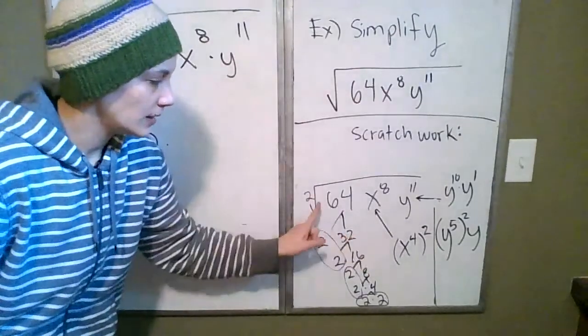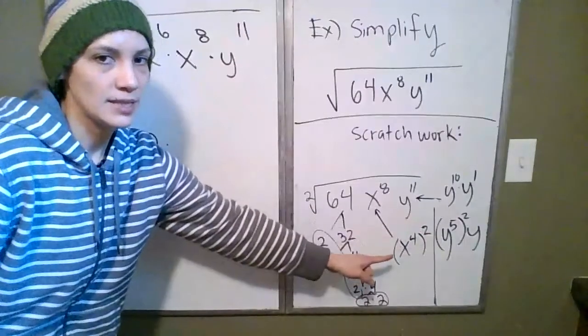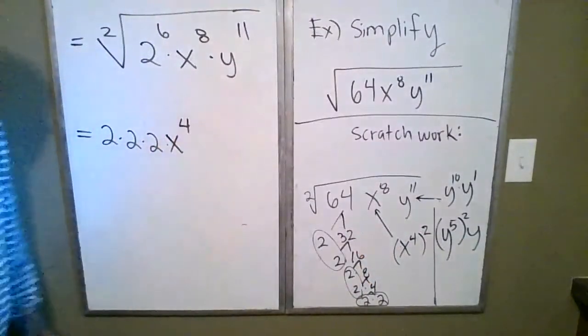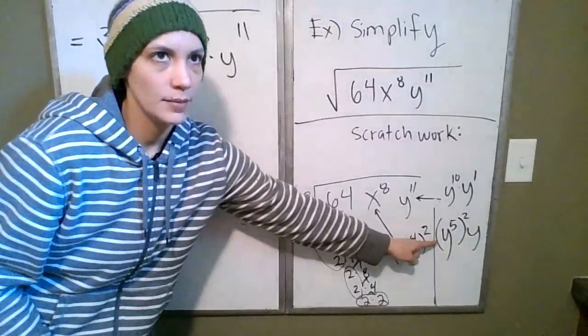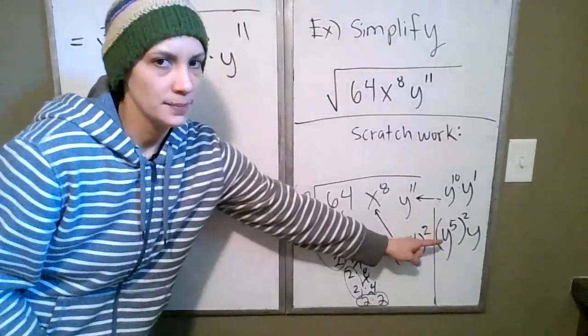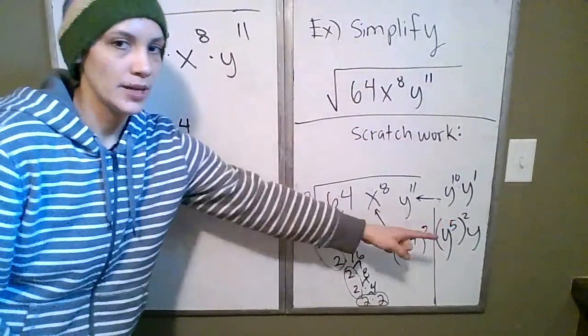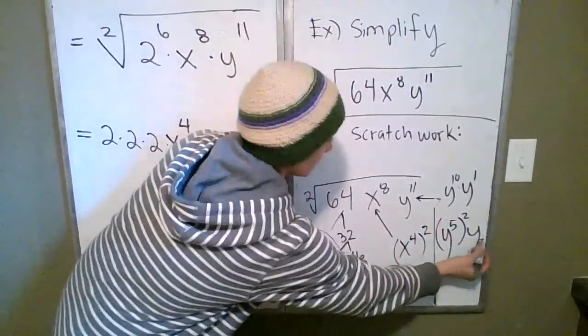Right here, we had the root 2 and the power 2 give us x to the 4th. And for this part of y to the 11th, we can have that power 2 match the root 2 and bring out the y to the 5th. But you need to leave that extra y under the root.